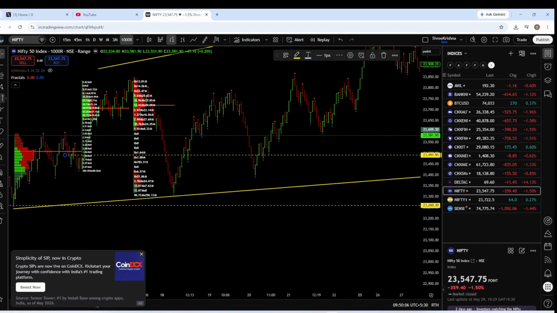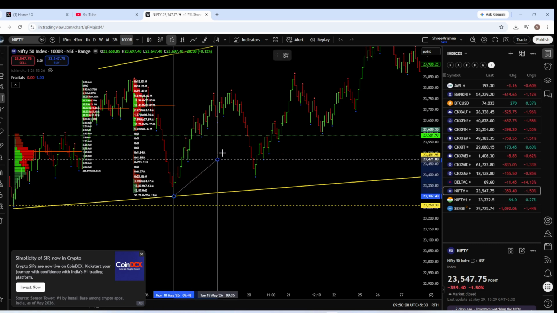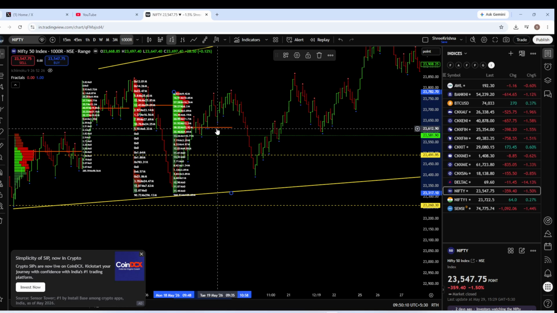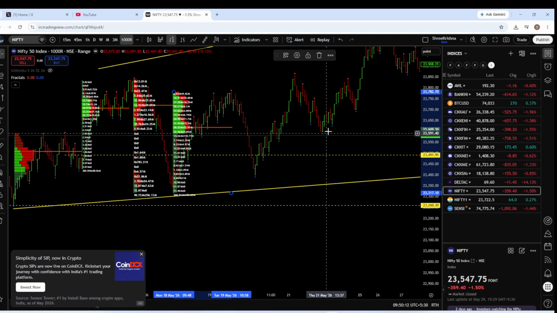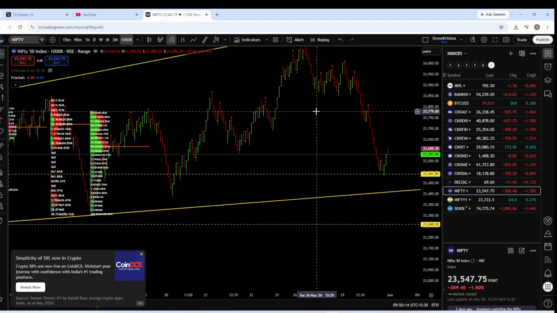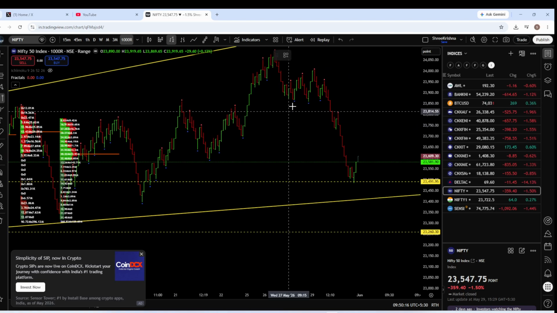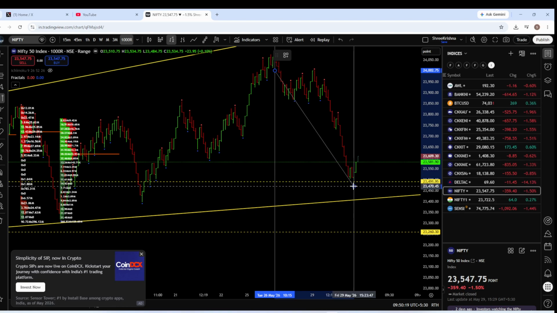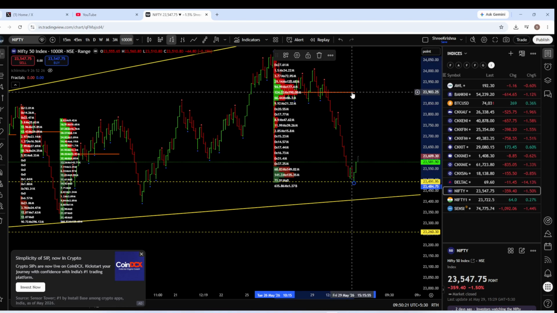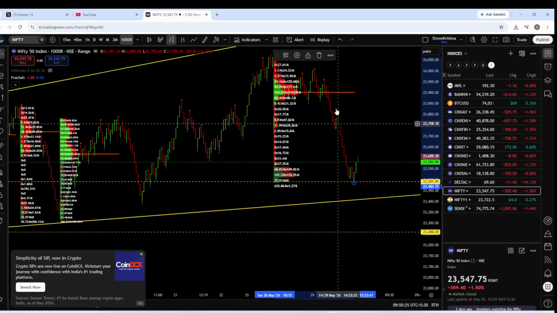So let's see about this POC. There is a support over here, so it bounced from there. So let's see this POC from this top to this bottom. The POC is here. So it is below the point of control.